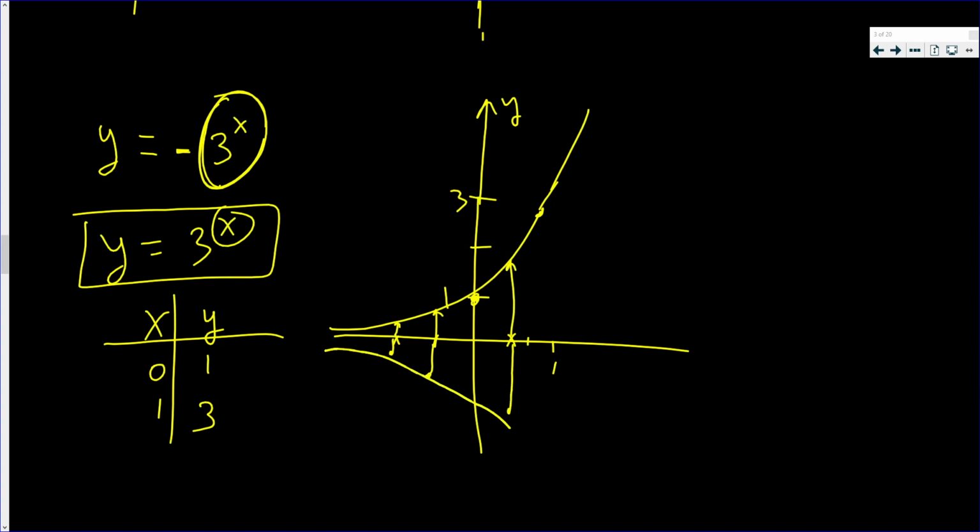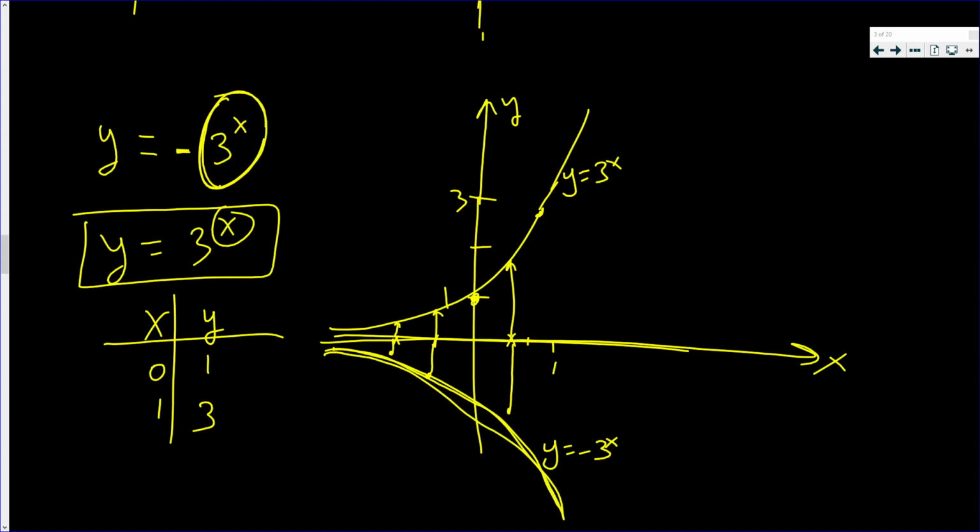And if you plot it, it's going to be this. This is negative 3 to the x. This is 3 to the x. It's just a mirror image across the x-axis. So that there is the graph.